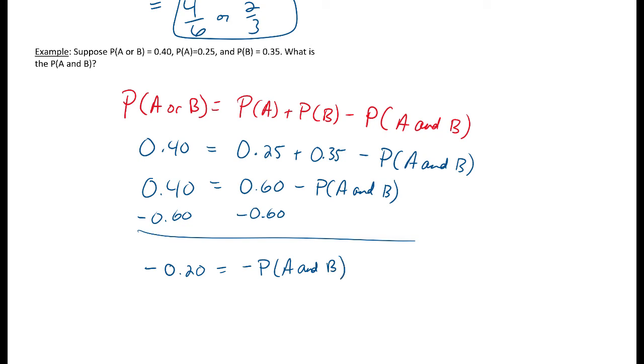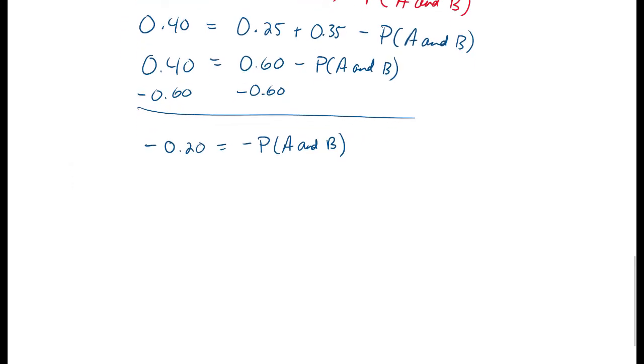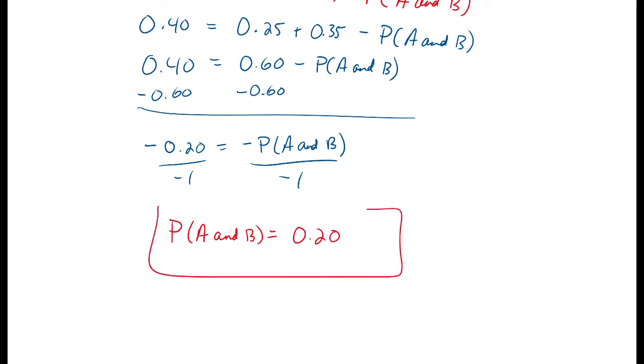And we know our last step is to divide through by -1. And our final answer is that the probability of A and B is equal to 20%. Remember, y'all, probabilities have to be between 0 and 1. You can't have a negative probability, and you can't have a probability that's greater than 1.